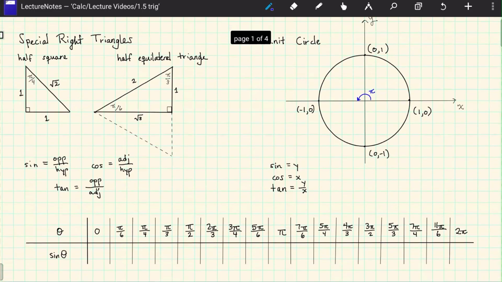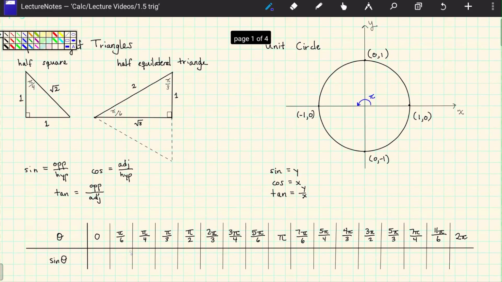And I've made a little table here. And this is basically all of the angles that we should know. We should know how to calculate all of the trig functions between 0 and 2 pi. And of course, after 2 pi, it's going to repeat itself.